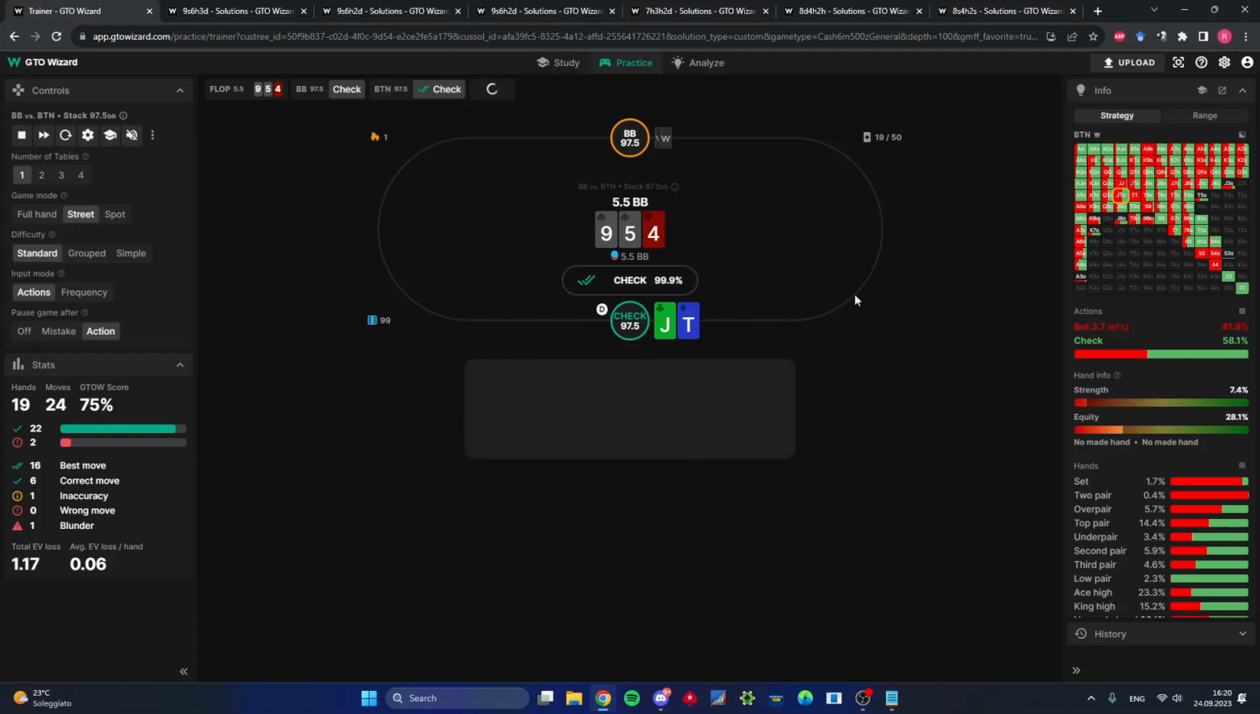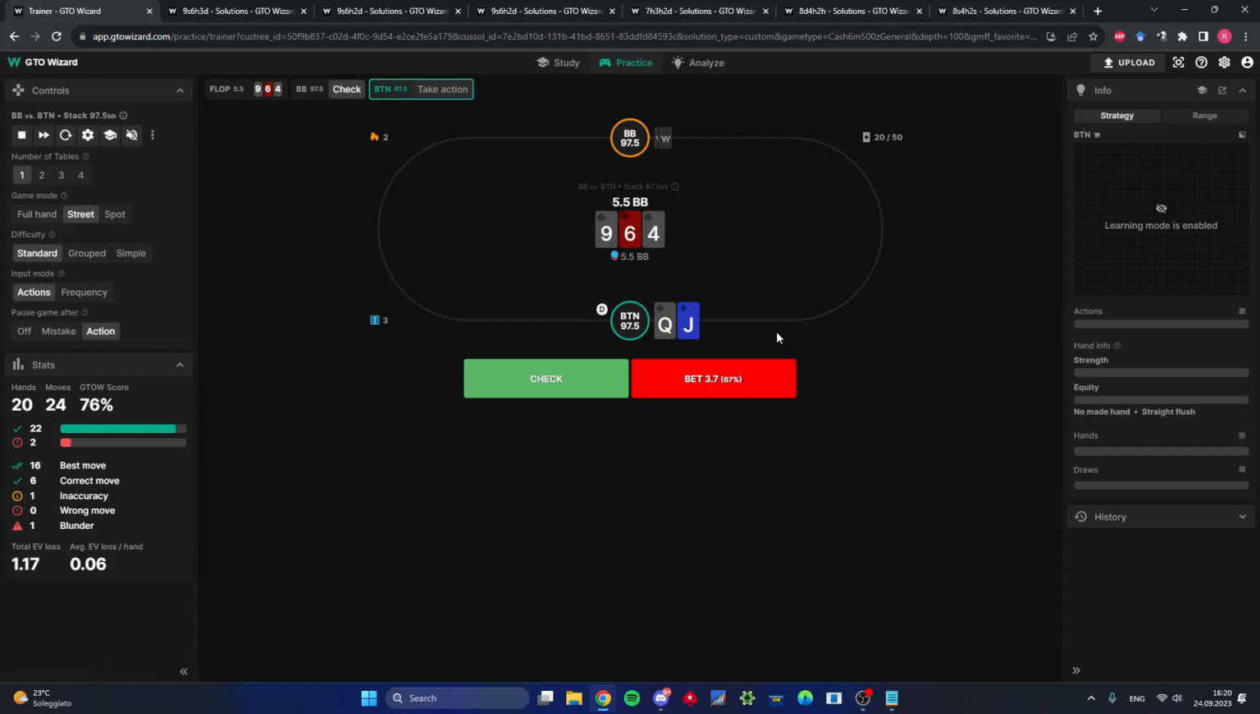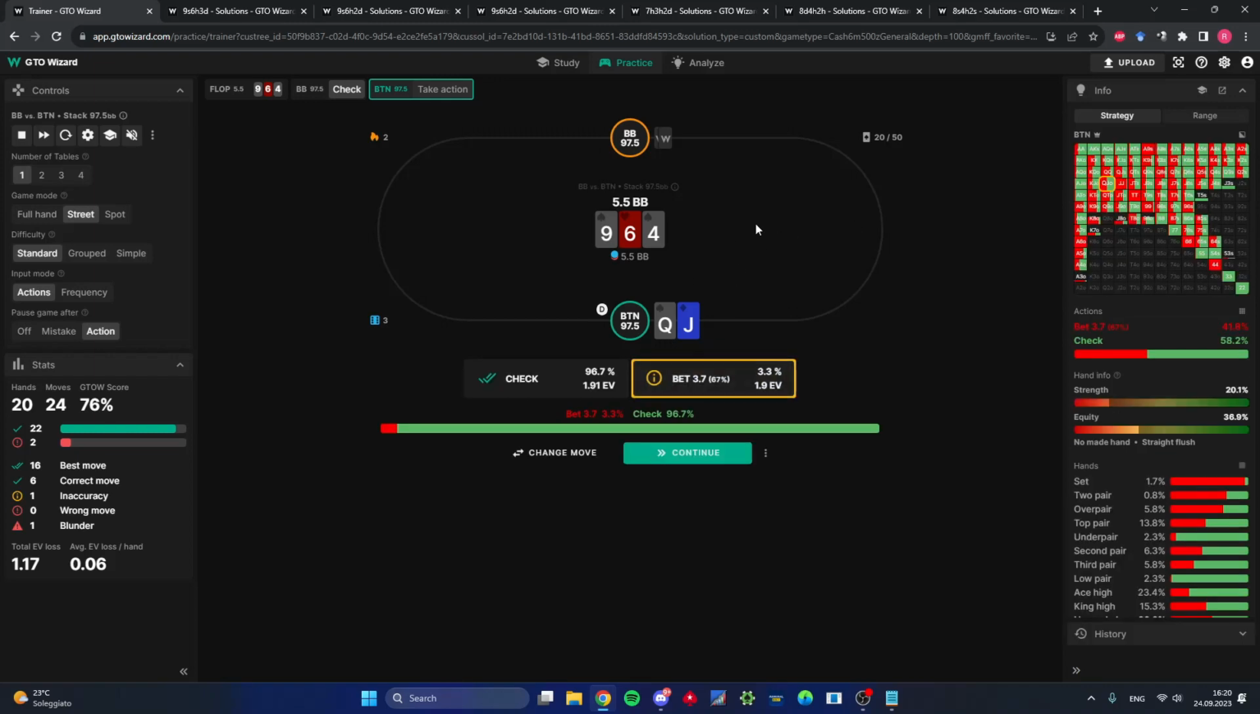Let's move on. Let's do like 5 more hands. All right. 9-6-4, a similar one, but this time with the backdoor flush draw and the backdoor straight draw. We roll aggressive. Seems like a decent bet here, probably betting on this board around 45% of the time.